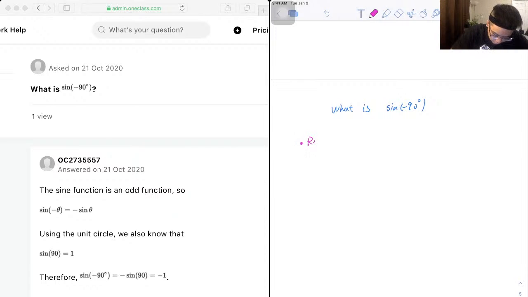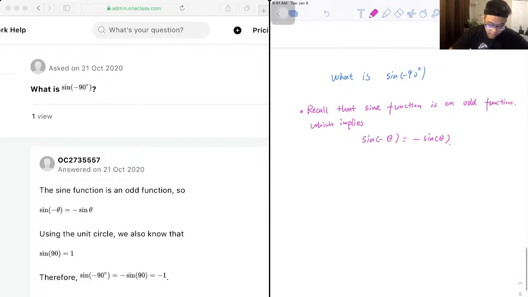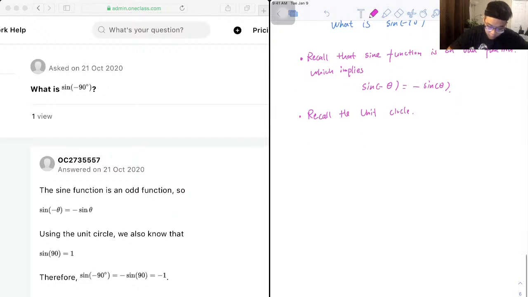So first recall the sine function is an odd function, which implies sine negative theta is equal to negative sine theta. Right. And then recall the unit circle, which looks something like this.